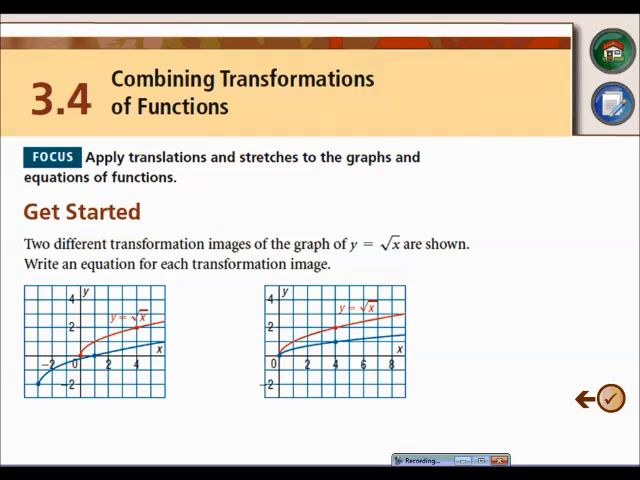All right, 3.4. We are now combining transformations. We're going to do more than one thing at a time. So we're going to have some stretching, some reflecting, and some translating all at the same time.